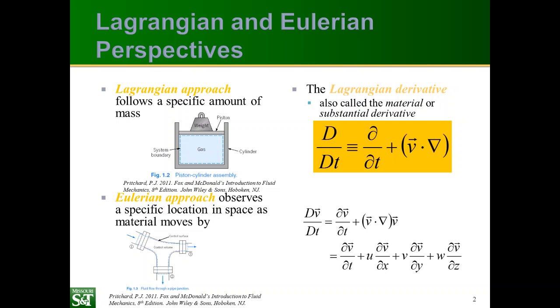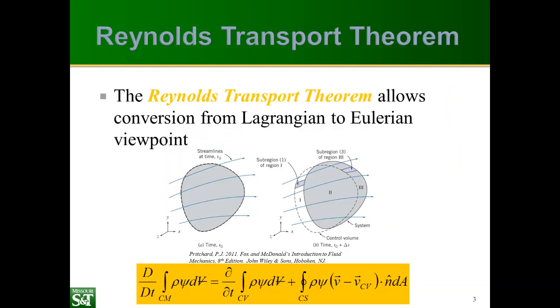It's important to note here that this equation actually represents three equations because the velocity is a vector. So then we have to have a separate equation for the x component, y component, and z component of the velocity vector. This brings us to the Reynolds transport theorem.